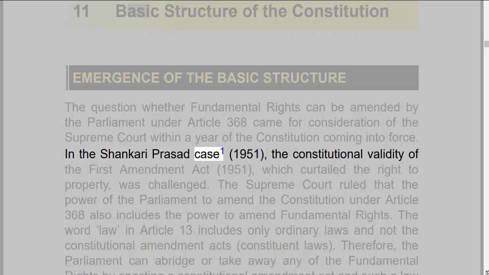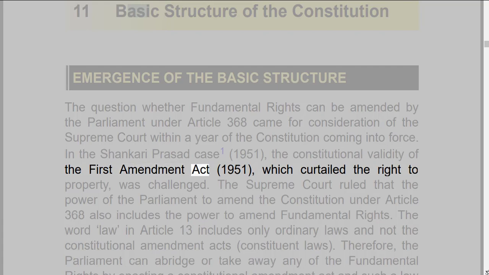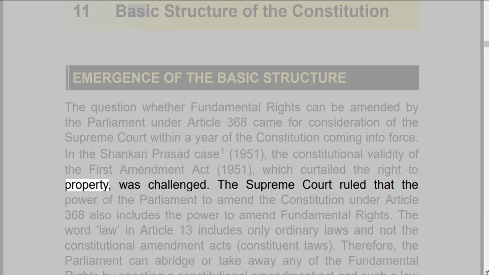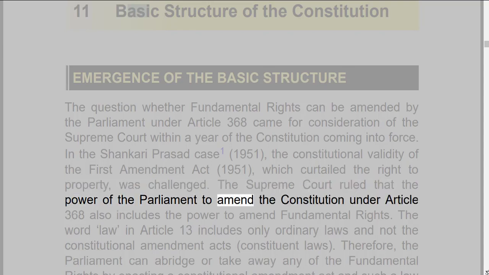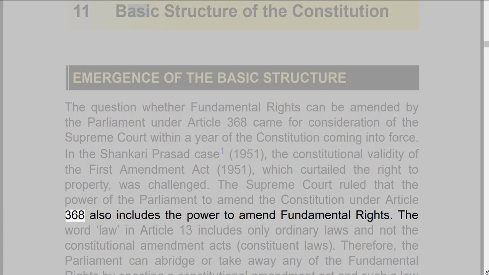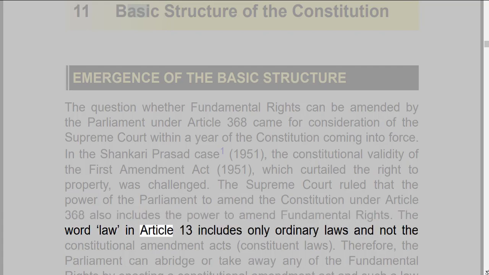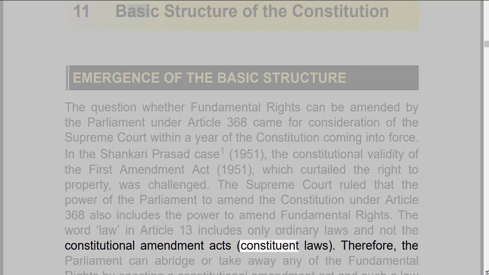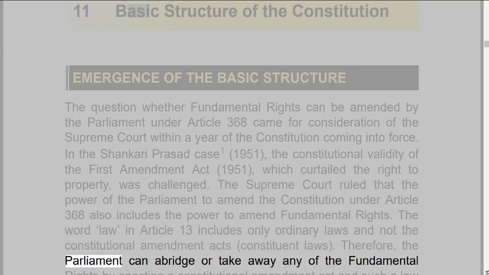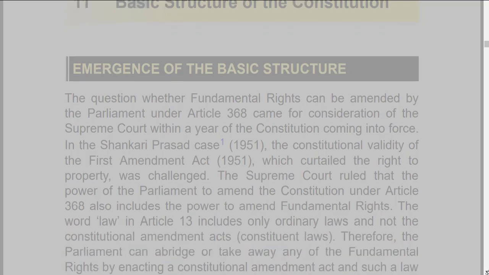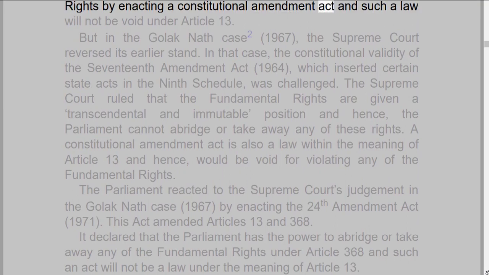In the Shankari Prasad Case 1, 1951, the constitutional validity of the First Amendment Act, 1951, which curtailed the right to property, was challenged. The Supreme Court ruled that the power of the Parliament to amend the Constitution under Article 368 also includes the power to amend fundamental rights. The word law in Article 13 includes only ordinary laws and not the Constitutional Amendment Acts, constituent laws. Therefore, the Parliament can abridge or take away any of the fundamental rights by enacting a Constitutional Amendment Act, and such a law will not be void under Article 13.